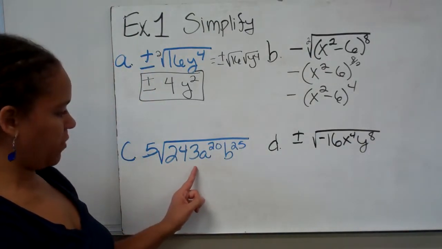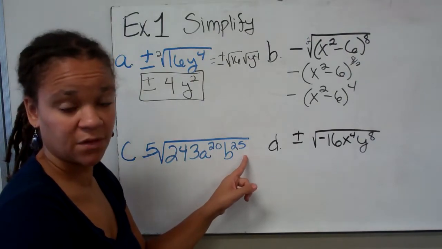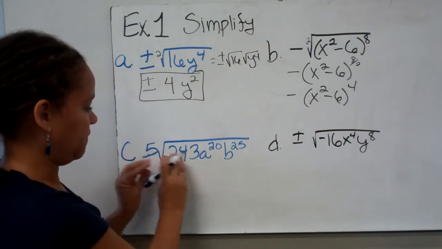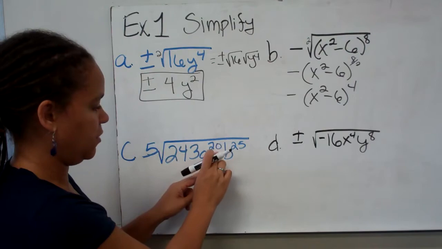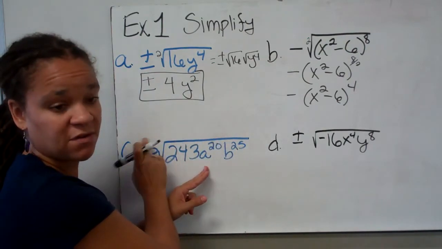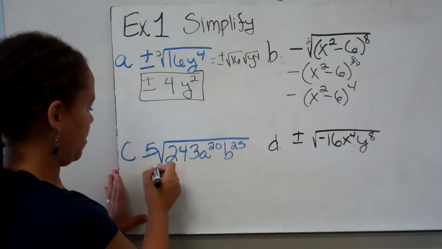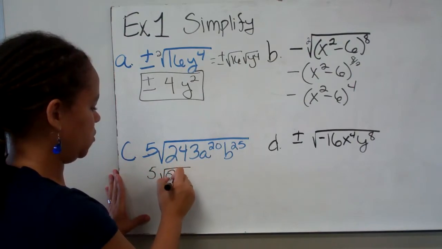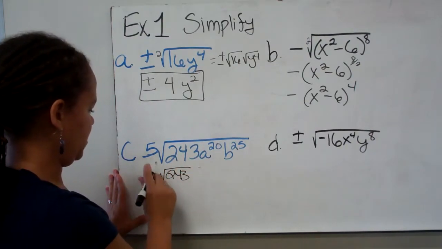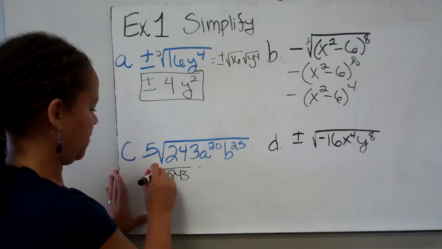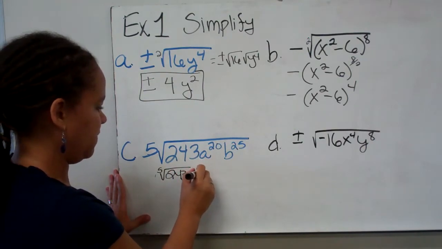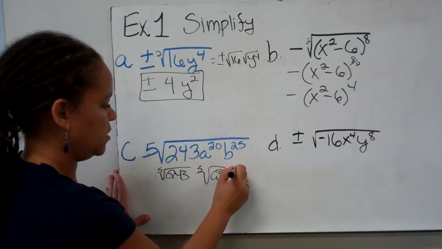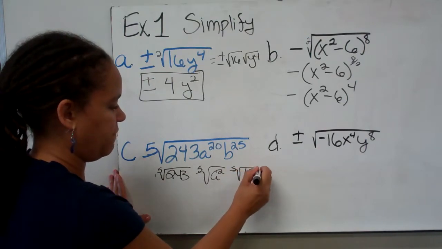Fifth root of 243a to the 20, b to the 25th. Remember, we take the fifth root of 243, then the 20 divided by 5, the 25 divided by 5. So it really breaks down like this: the fifth root of 243, times the fifth root of a to the 20, times the fifth root of b to the 25.